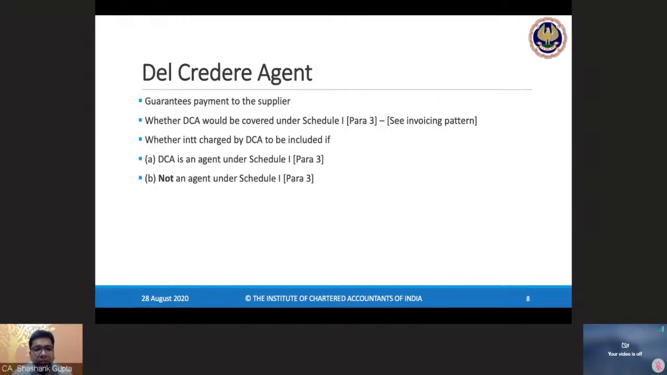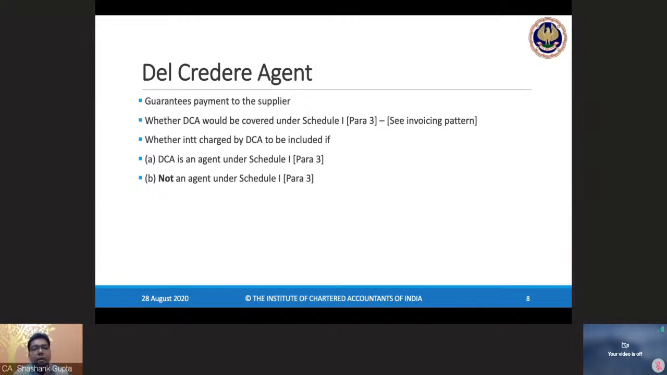And if this agent is also saying that these goods are worth 1 lakh rupees, but since you are going to make payment after 3 months, I will make the payment on your behalf today, and for that I will charge 10,000 rupees as interest. So the total value which will be charged will be 1,10,000 rupees. The consideration against this transaction will become 1,10,000.